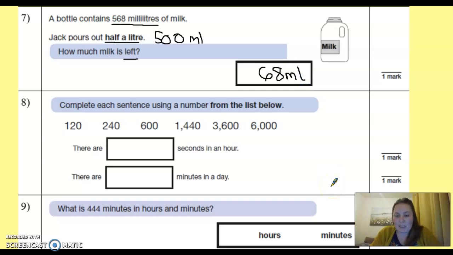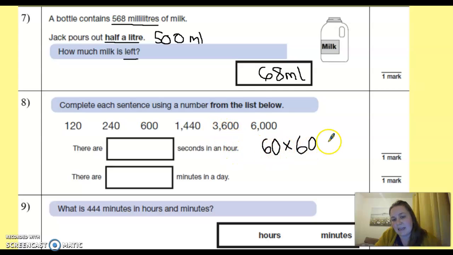Now we've got a time question. So we know time's a little bit trickier because we're not timing by hundreds and thousands, but we need to know how many seconds there are in a minute, minutes in an hour, hours in a day. So there are how many seconds in an hour? So first of all, I know there are 60 seconds in 1 minute and there are 60 minutes in 1 hour. So I need to multiply those together. Okay, 60 seconds in every minute and 60 minutes in every hour. So that's how I'm going to find out how many seconds there are in an hour.